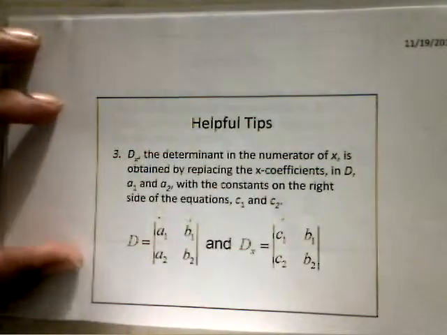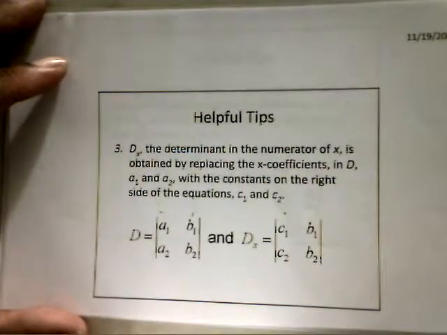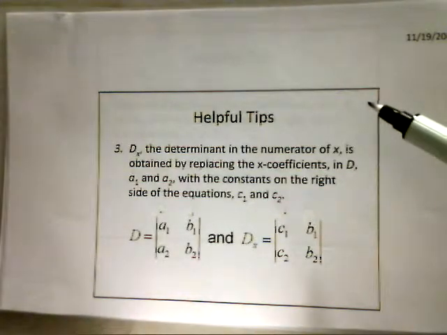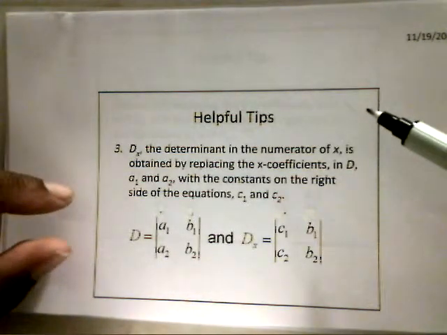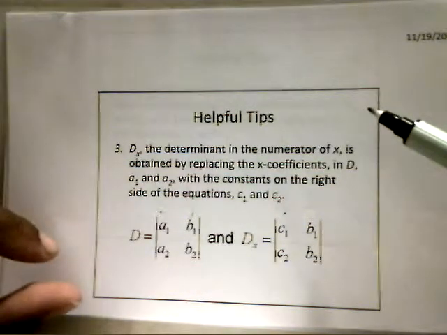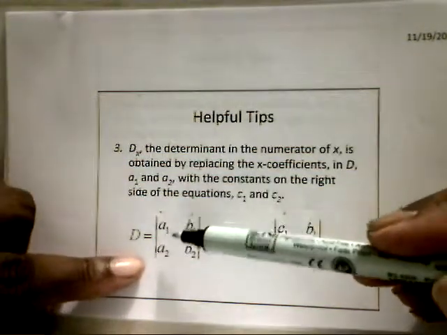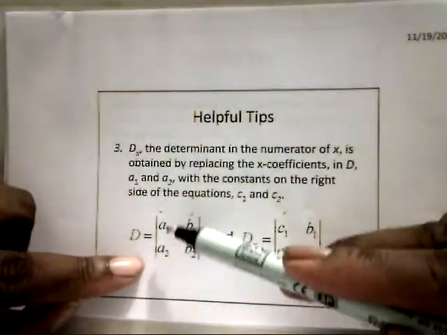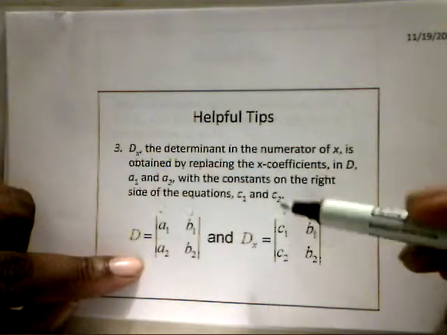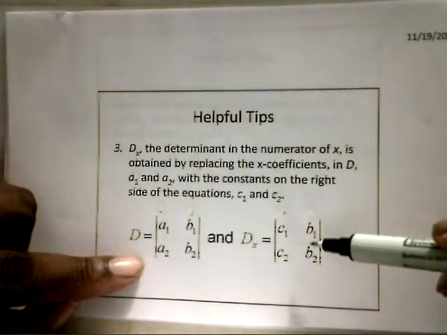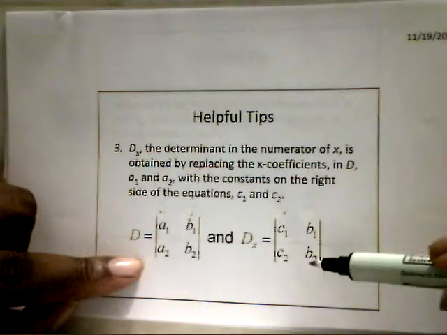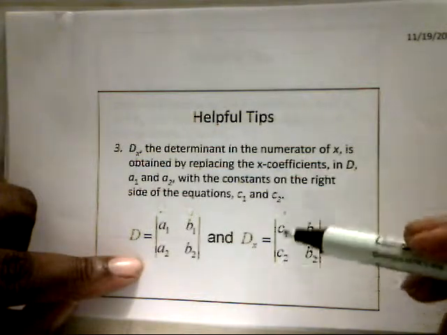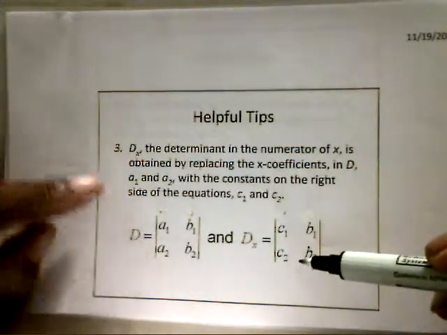Next, we'll talk about where D sub x comes from. That's the determinant in the numerator of x. It's obtained by replacing the x coefficients in D with the constants on the right side of the equation. So in this case, this is what D is. But for D sub x, you replace your coefficients of x with your constants. So your constants will be in the first column, and the coefficients of y will remain in the second column.